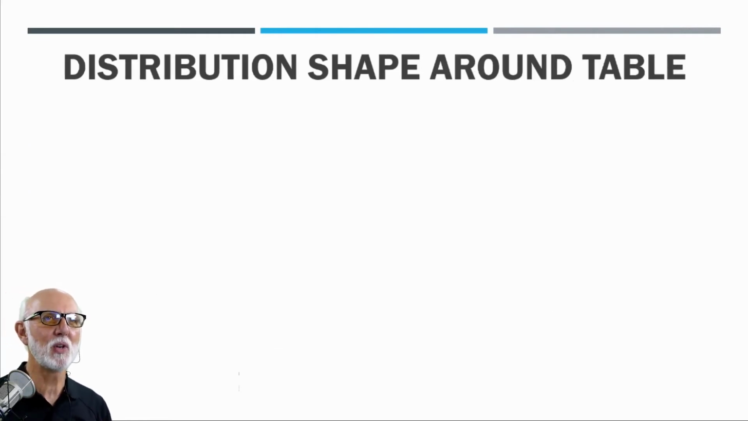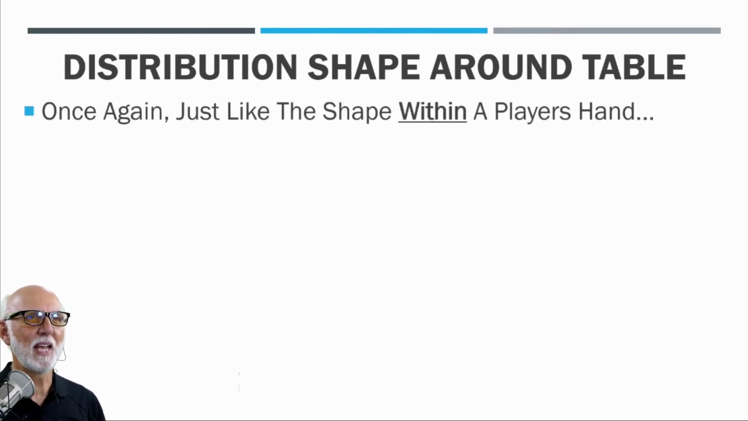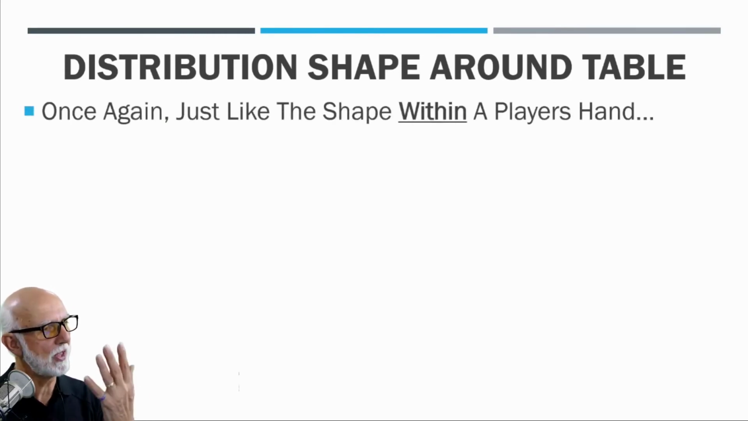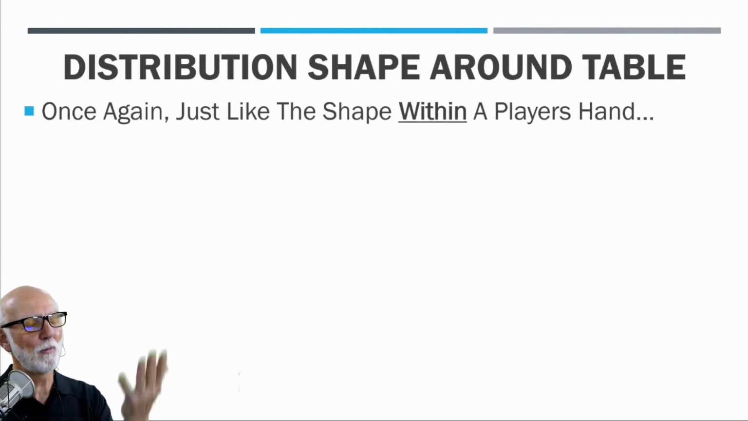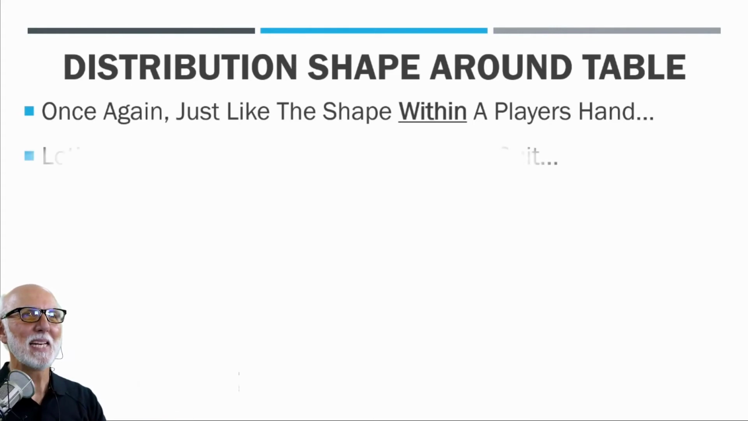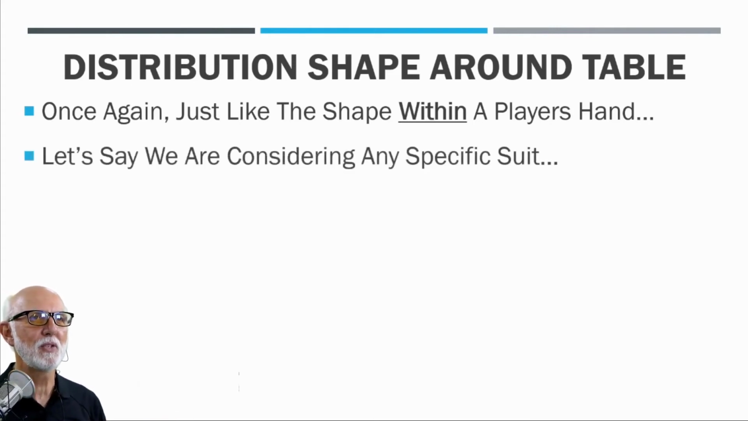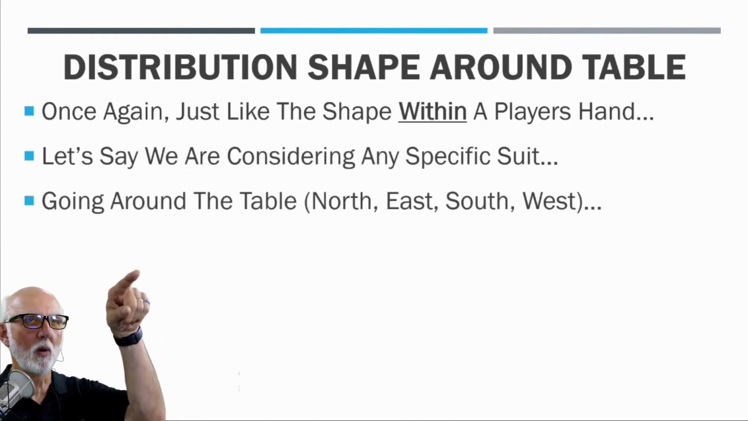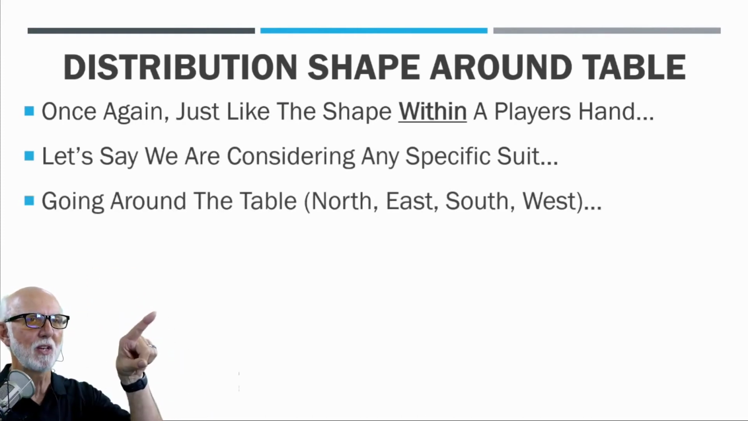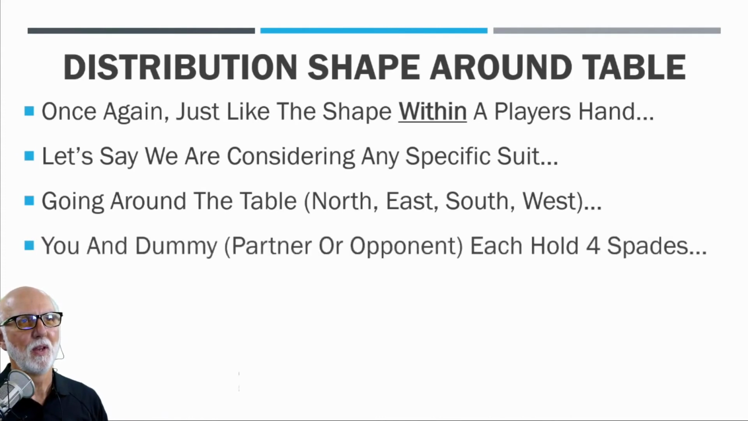Okay, good job. Okay, so distribution, shape around the table. First off, once again, just like the shape within our hand, let's say we have a 4-4-3-2 shape, a flat hand. Hopefully it's not that 4-3-3. But same around the table. Let's say we're considering a specific suit. So going around the table from north, east, south, west, you and dummy, partner, or the opponent, each hold 4 spades.